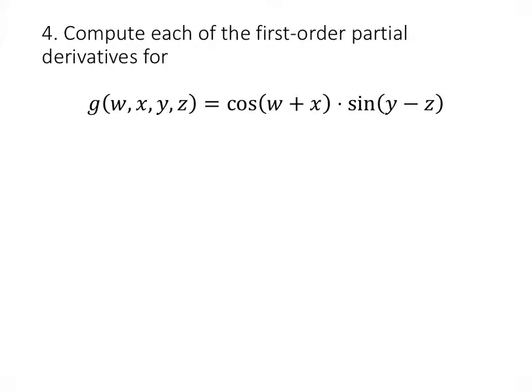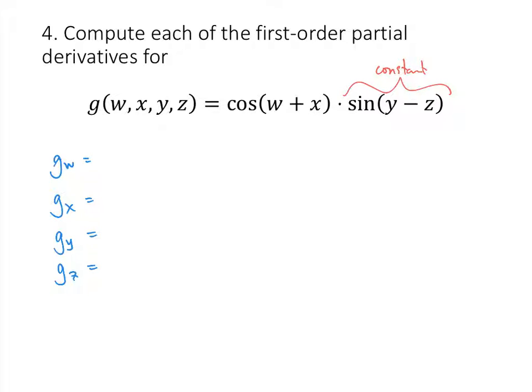Here we have a function of 4 variables, g of w, x, y, z, which means it has 4 first-order partial derivatives: g sub w, g sub x, g sub y, and g sub z. When we take the derivative with respect to w, anything that involves a term that does not have any w's in it is a constant. So that means that, as strange as it might seem, the sine of y minus z, that is just a constant.